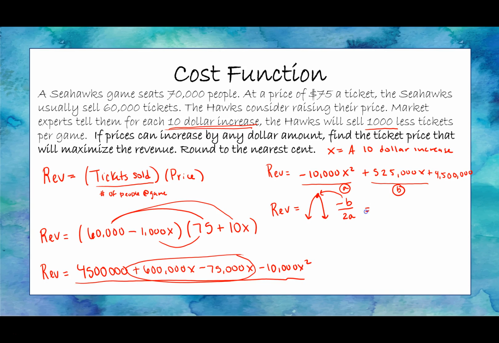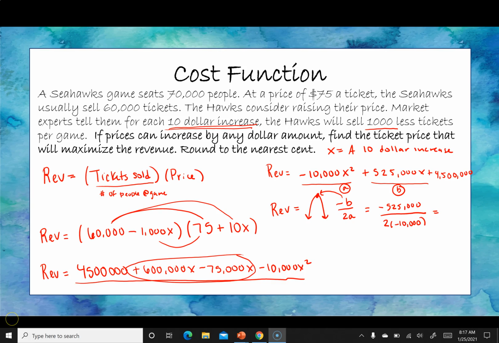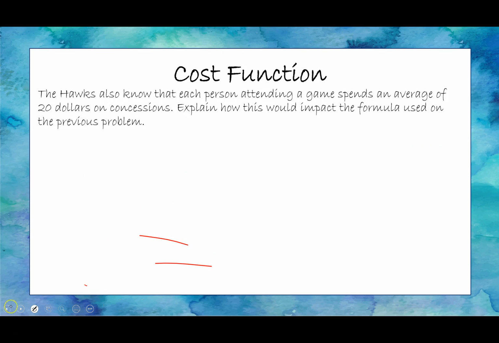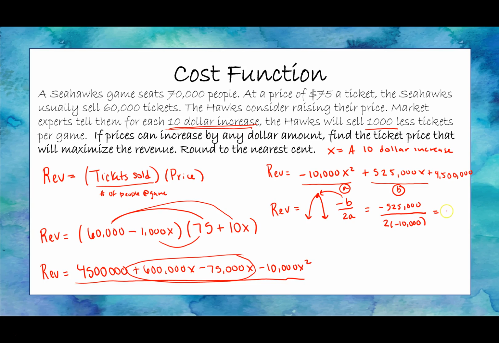So our revenue, in terms of finding that maximum value, to find the x value that would give the maximum, we're going to do negative b over 2a. So that's going to be negative 525,000 all over 2 times negative 10,000. And that gives me 26.25. And you should really check that in your calculator. This is frustrating today. Sorry. So we get 26.25. So what does that mean? Well, that's the number of $10 increases that we should do.